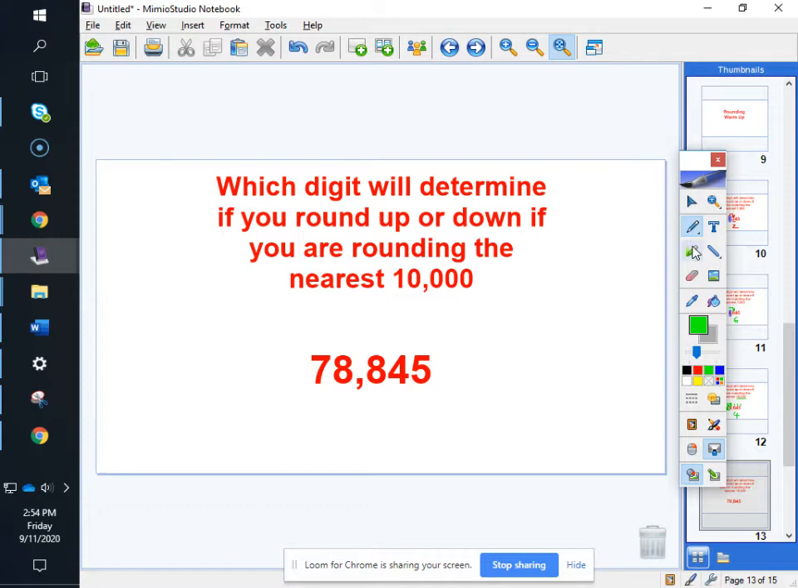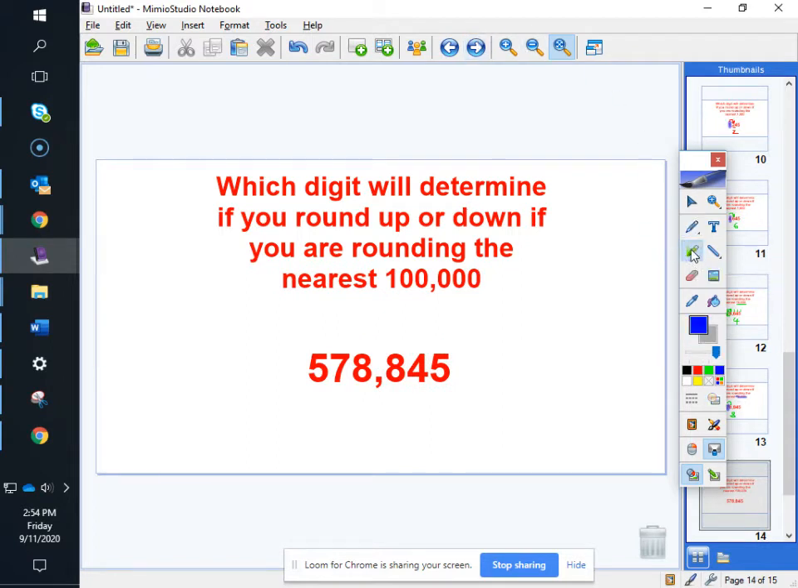Same thing. We're still just looking for the digit that's going to tell you to round up or down if you're rounding to the nearest 10,000. It goes ones, tens, hundreds, thousands, 10,000s. So we're going to round to this spot, then look one back at the thousands to tell us whether we're going to round up or down. So you just type the number 8.